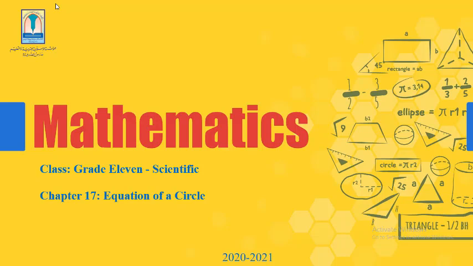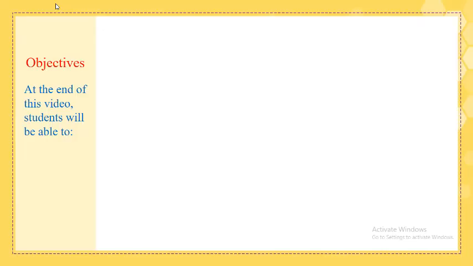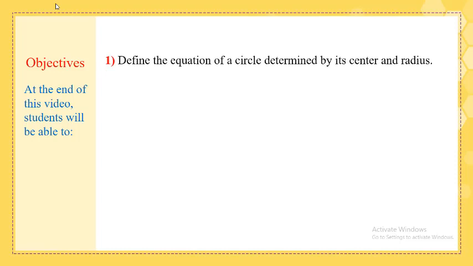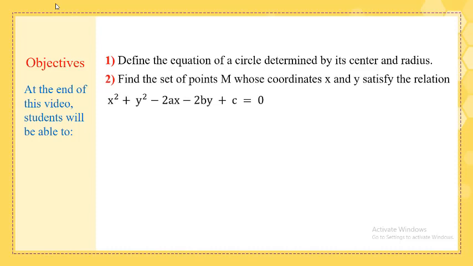So let's get started. By the end of this video, you will be able to define the equation of a circle determined by its center and radius, as well as find the set of points M whose coordinates x and y satisfy the relation x squared plus y squared minus 2ax minus 2by plus c equals 0.